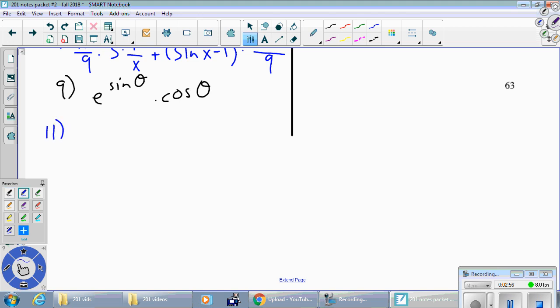11. This is ln of stuff. ln of stuff becomes 1 over the stuff, and then times the derivative of the stuff. The derivative of cosine of stuff is -sine of stuff, times the derivative of the new stuff. The new stuff is w minus 1. It's not required, but technically the derivative of w minus 1 is 1. I'm putting it there at the end.